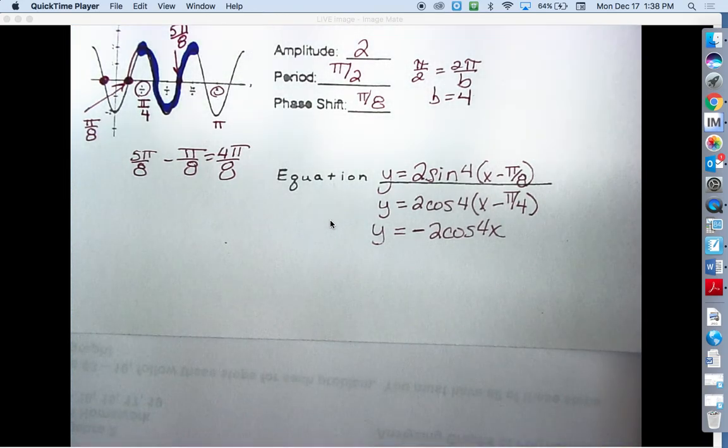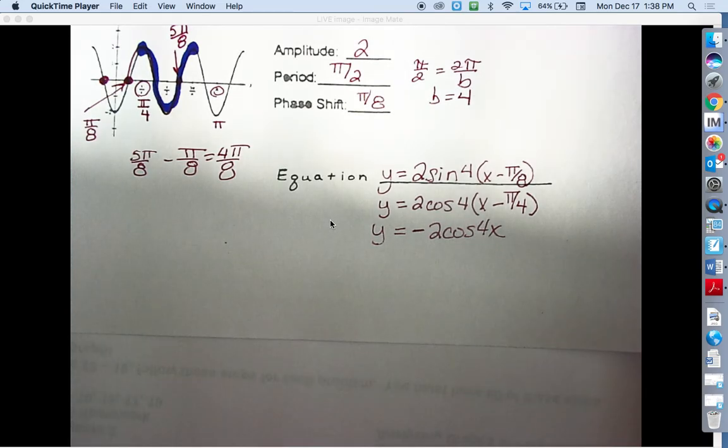Other questions? So the key thing is where you're starting your graph. Choose a place to start it. Go to where it finishes. But the sine graph has a hill and then a valley. Cosine graph starts high and high. That's an easy one to look at visually.